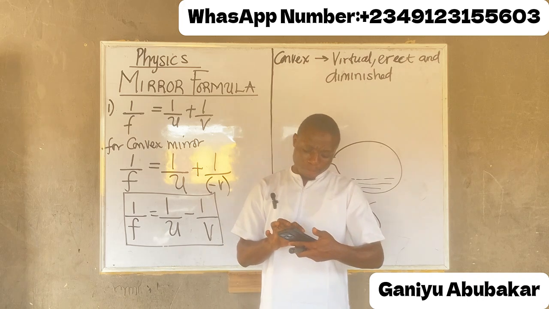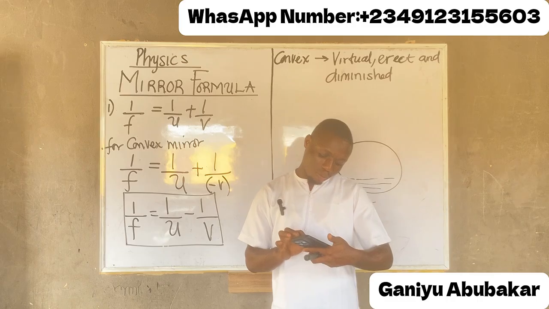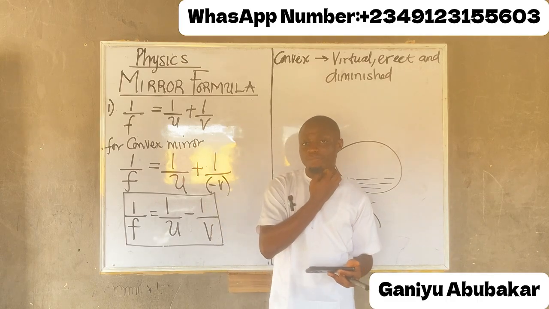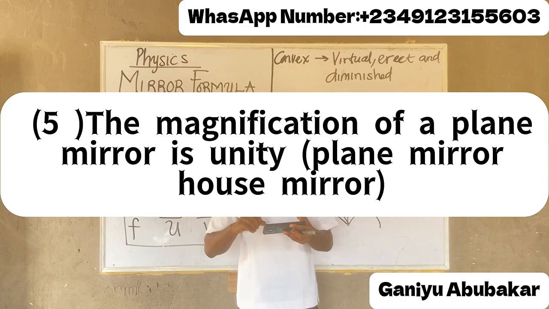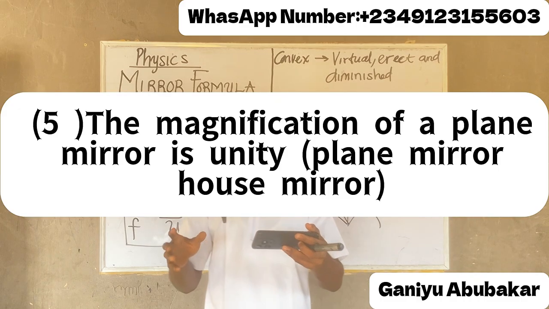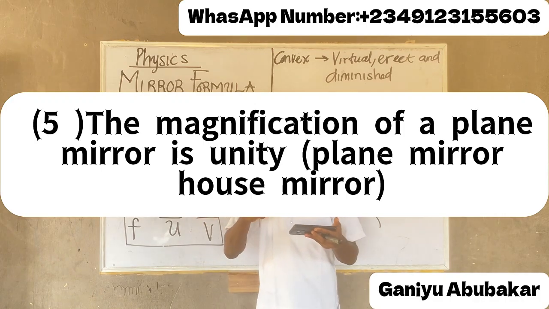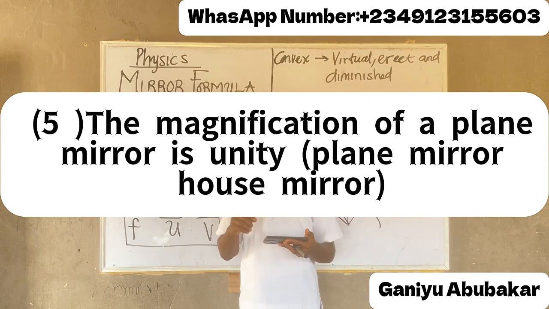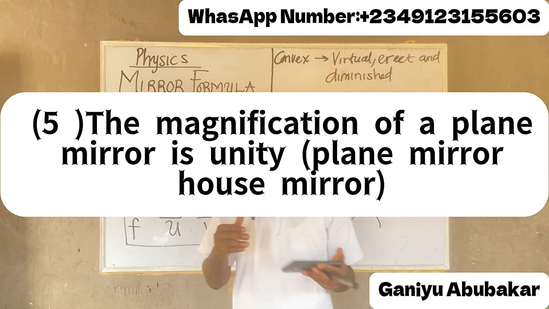That's what I want you guys to note as we proceed in our study of the mirror formula. All right, so let's proceed. Where were we? Okay, that's number 4. Number 5: the magnification of a plane mirror is unity.